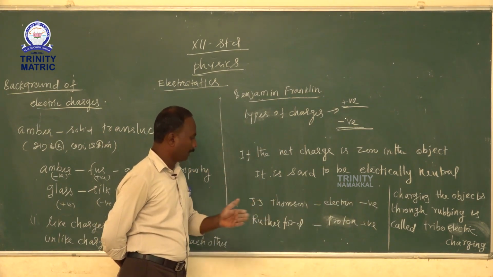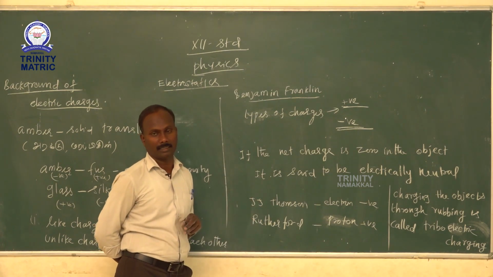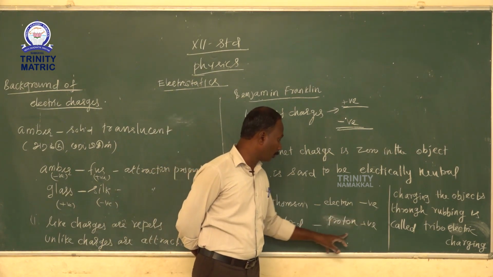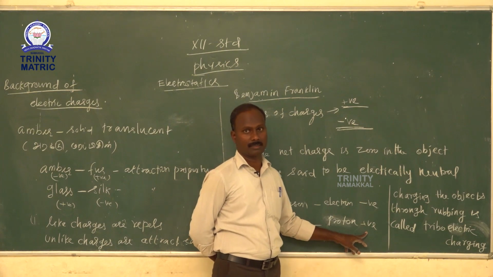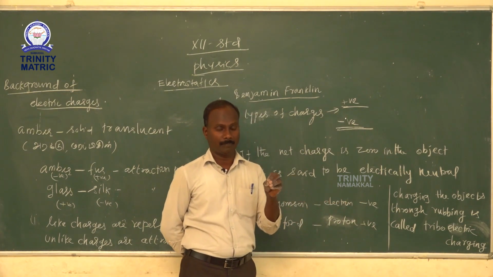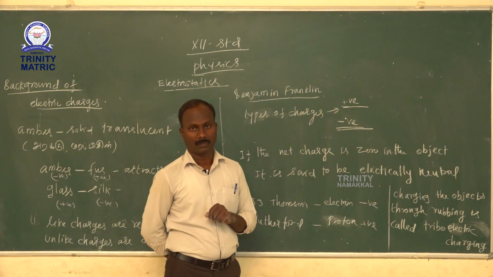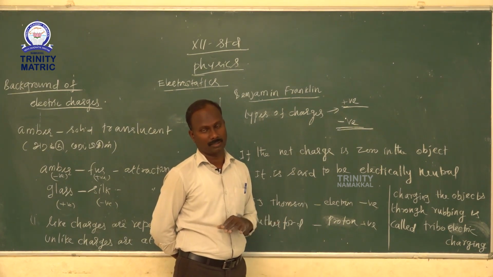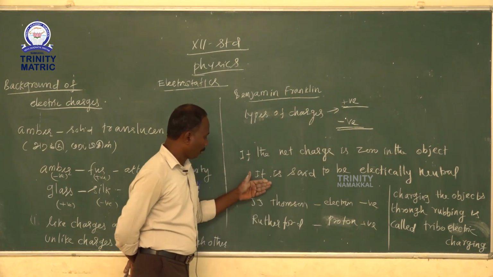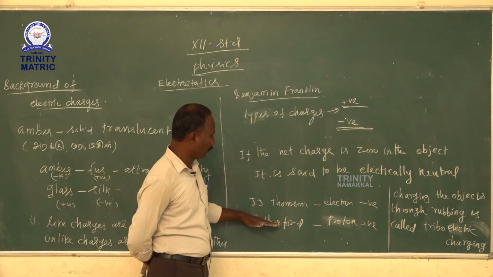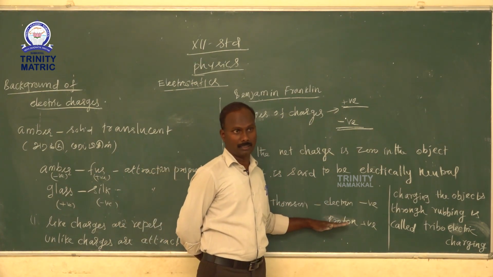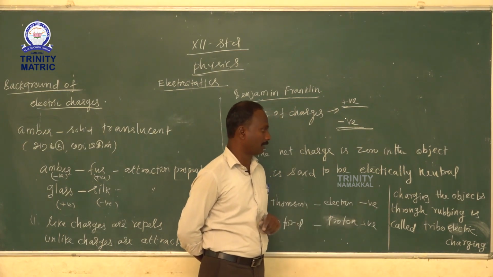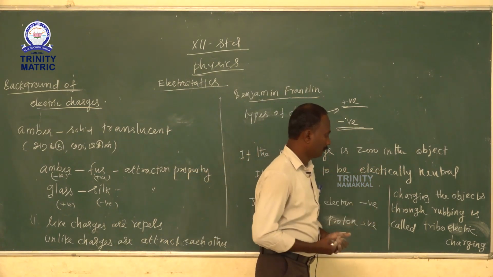Then many experiments studied the atom. Rutherford discovered the proton as a positive charge. The proton is at the center of the atom in combination with the neutron. The neutron has no charge. So J.J. Thomson and Rutherford found the electron and proton. The electron is a negative charge and the proton is a positive charge. Now we move to the conclusion.